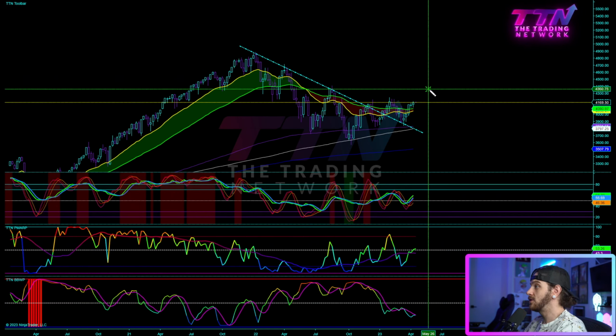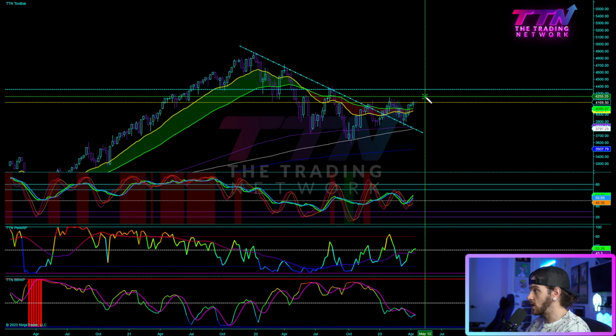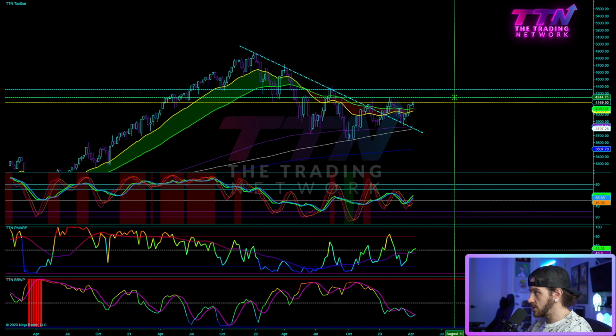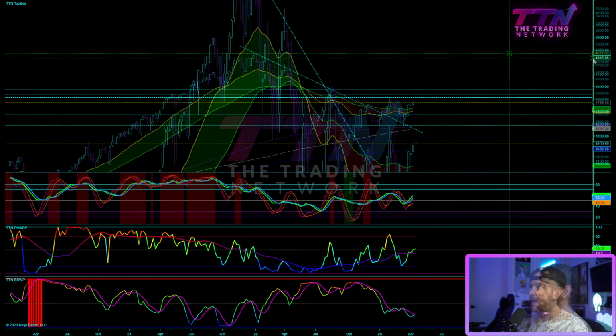If we break this level, I think that it's very likely we're revisiting 43.50 fairly quick. If you guys want a little in-between level, look at 42.44 and 42.87. So these are the levels that I would be looking at.